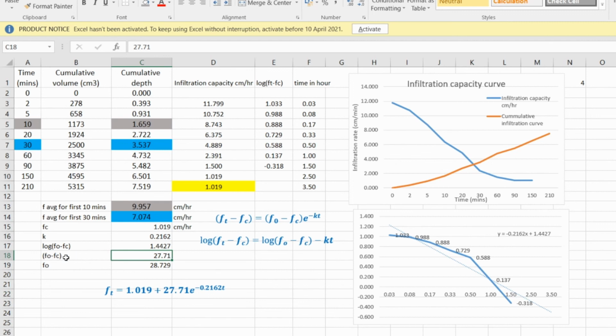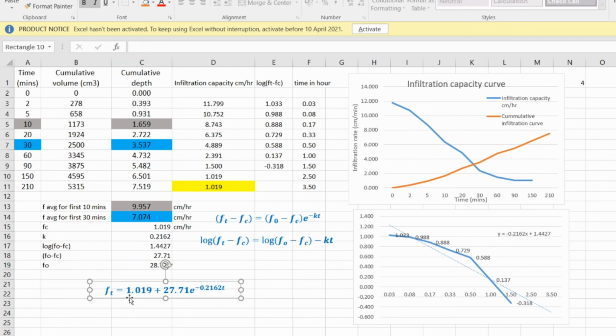You can solve it in the calculator and see whether you are getting this value or not. Once I calculate f naught minus Fc, you know how to calculate f naught, because we already know what Fc is. Fc is how much? 1.019. So I have calculated what f naught is. Fc was 1.019, which was from the values that we determined. F naught is calculated from this chart, or from this graph. Now we also know the value of k. k represents the slope of this line.